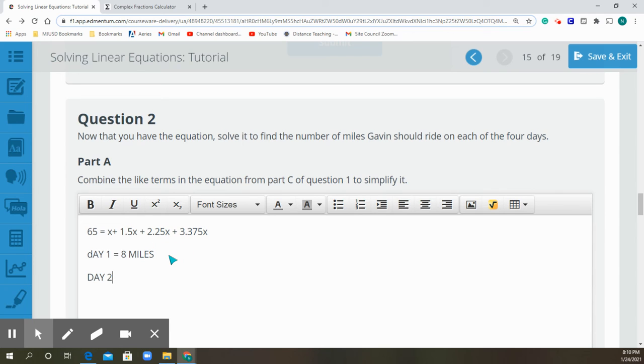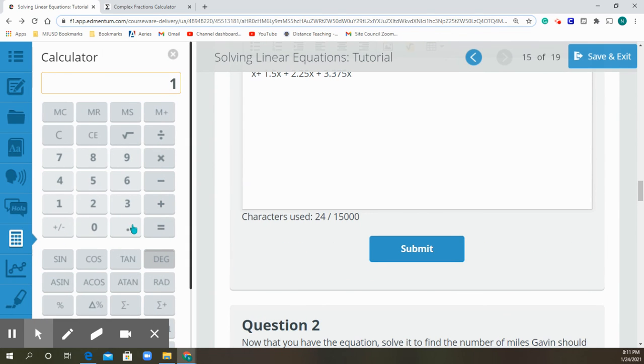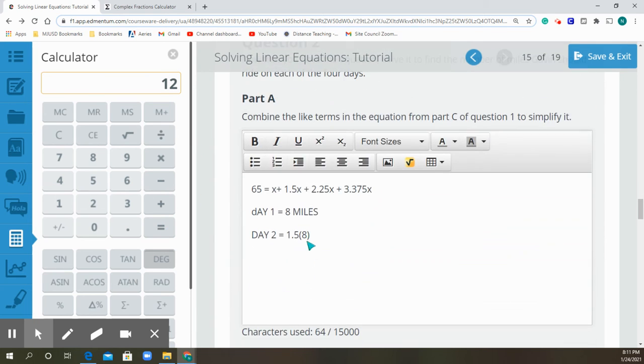So if day 1 is 8 miles, then 1.5x, day 2, equals 1.5 times x, so 1.5 times 8 equals 12 miles.